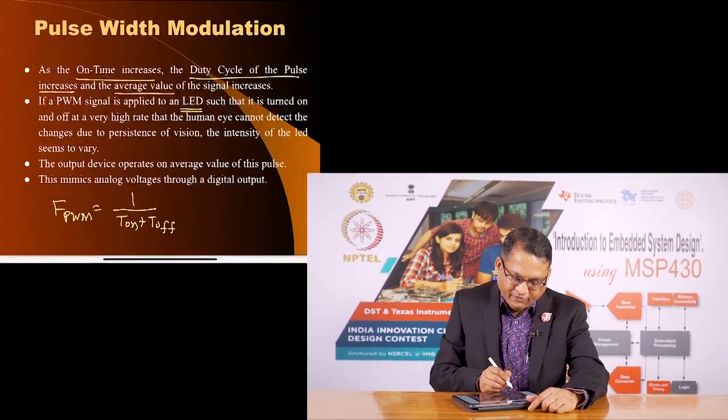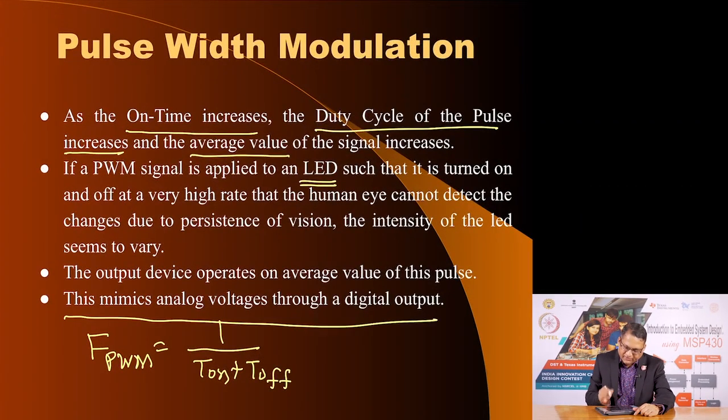Apart from LEDs, you can use a pulse width modulation signal to drive a DC motor, and by changing the duty cycle you can change the average voltage applied to the DC motor, and thereby you will be able to control the speed of the DC motor. We have discussed this in the past. The speed of a DC motor is proportional to the voltage applied across the terminals, and therefore, this is a good method by which we can mimic an analog voltage from a digital signal.